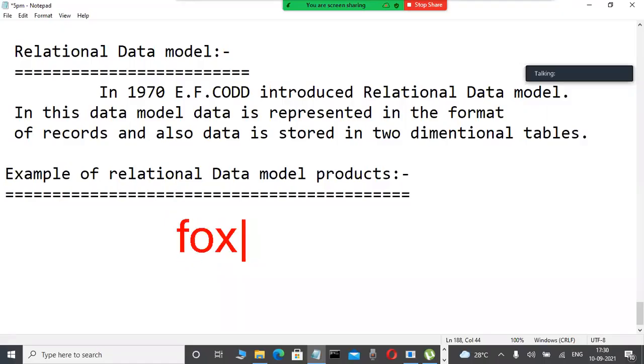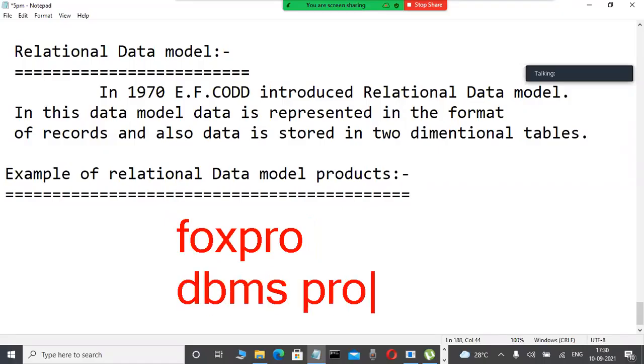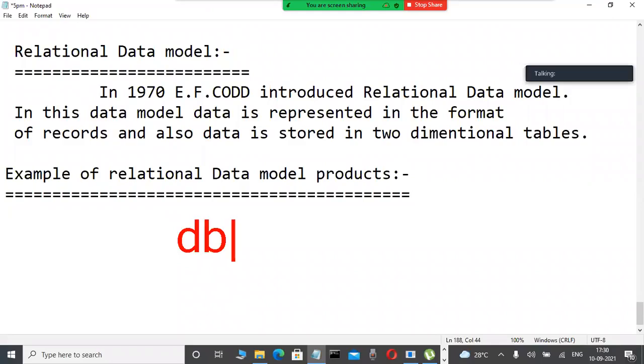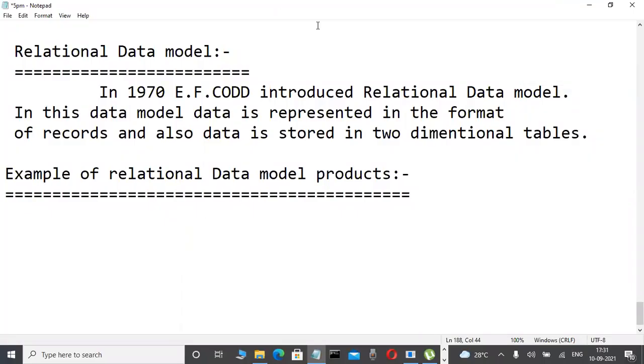Suppose FoxPro is a database; in academic careers, FoxPro is a course. Is it a relational data model product? No, that is a DBMS product. What is the difference between a DBMS and a relational data model product, the RDBMS? We will learn that in the future. Again, in olden days, there was dBase III Plus; nobody knows that one. Is that an RDBMS product? No, that is a DBMS product.